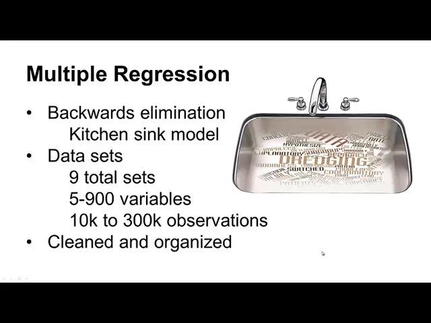The hypothesis test for this is formally known as the partial F-test, and a 0.05 p-value cutoff was used. We performed this method on 9 different data sets, and some of the data sets multiple times to control different effects. The data sets ranged in size from 10,000 to 300,000 observations, and 5 to 500 variables. The data found online was often in different forms and structures, and much of the time in the analysis was spent cleaning and organizing the data.